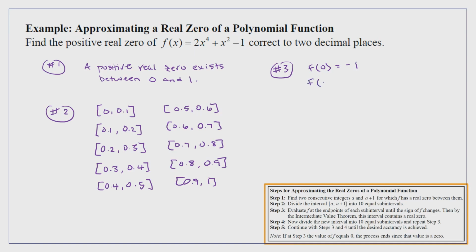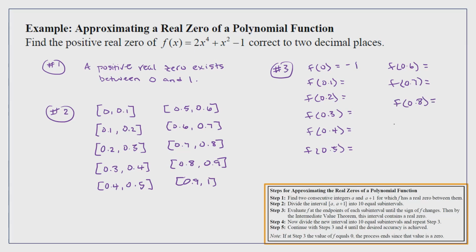So then we'll need to find f of 0.1, f of 0.2, f of 0.3, f of 0.4, f of 0.5, f of 0.6, 0.7, 0.8, and then 0.9. And then we know f of 1, which is 2.